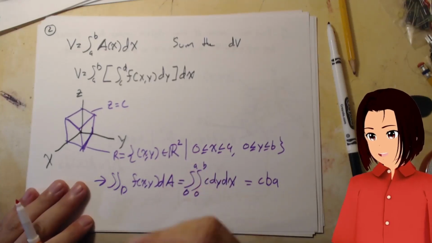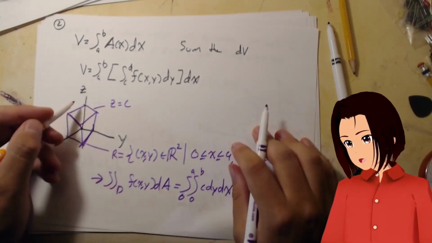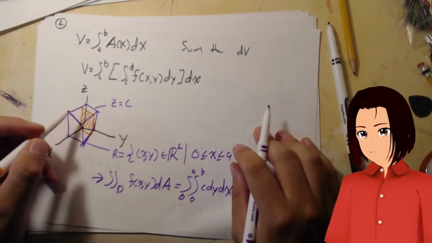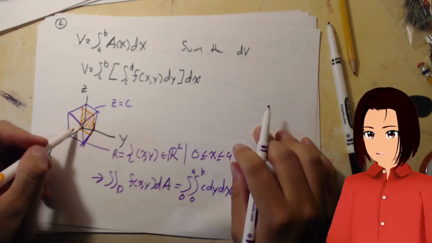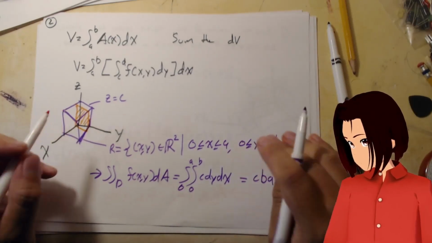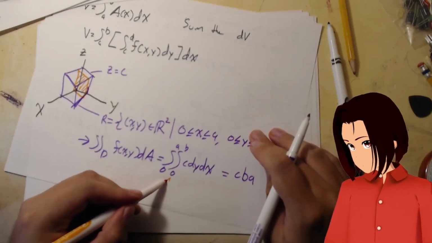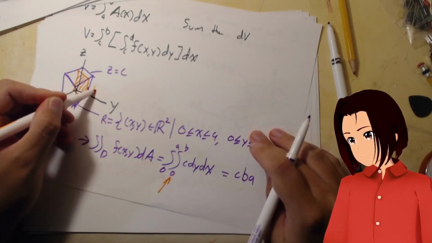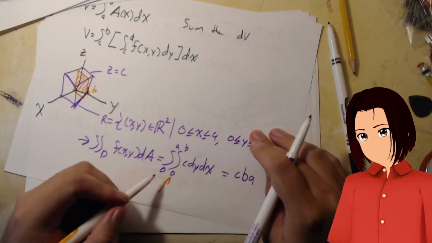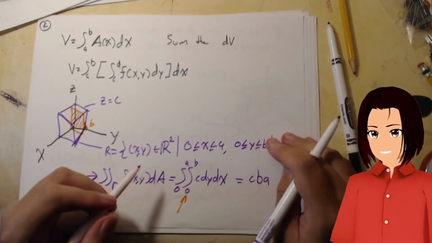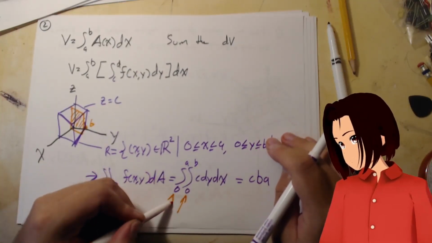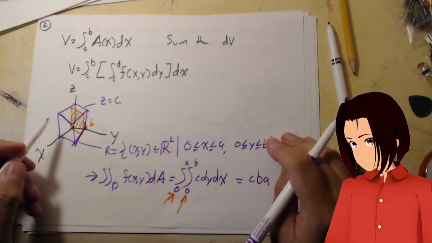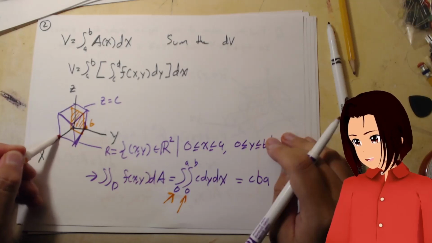So this is just an easy setup, just to show you how to set it up. What we did is we got one side of it, this one plane, and we integrate across the y, because this point right here is B. And then to get across the x, we integrate across x, where this point here is A.